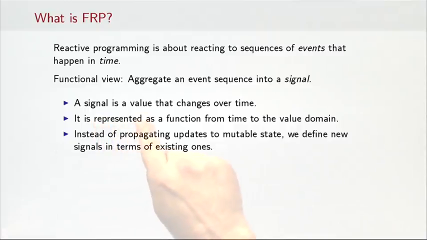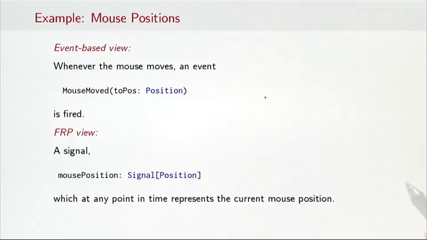So a signal is a value that changes over time, and it's represented as a function from the time domain to the value domain. That means that instead of propagating updates to immutable state one by one, we define new signals in terms of existing ones. In a single operation, we can define a new signal in terms of signals that we have already defined. So let's make this concrete with an example.